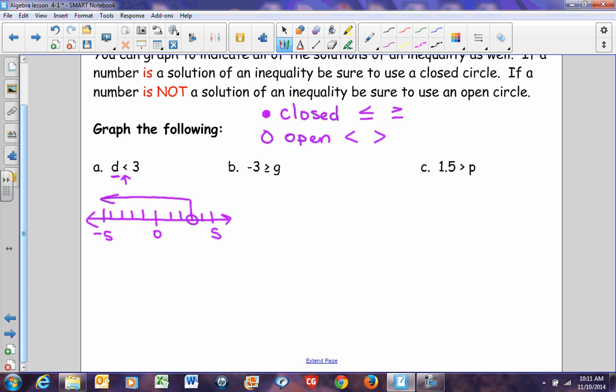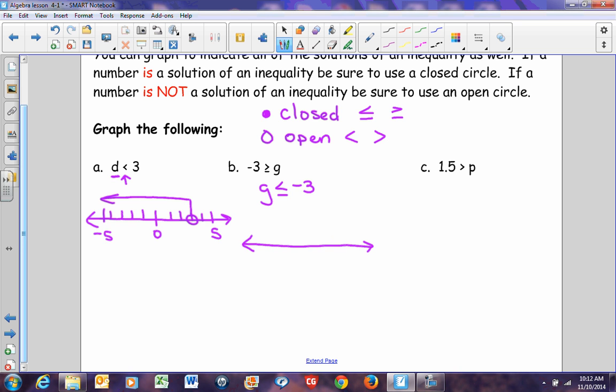If we look at letter B here, -3 is greater than or equal to G. I'm going to rewrite this so that G comes first, because it's always better to write it with your variable first. So this would be G. Notice how it's open toward the -3 and pointing toward the G. So I need to point toward the G, make it open toward the -3. So G is less than or equal to -3.